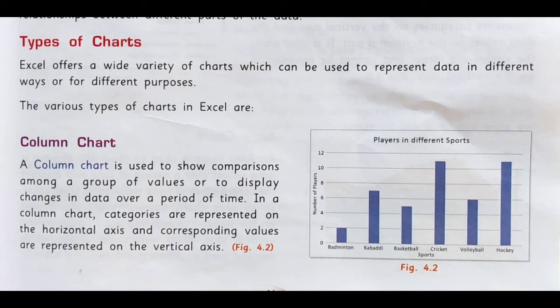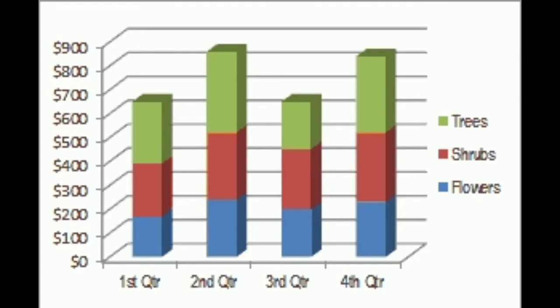Types of charts. Excel offers a wide variety of charts which can be used to represent data in different ways or for different purposes. The various types of charts in Excel are column chart. A column chart is used to show comparisons among a group of values or to display changes in data over a period of time. In a column chart, categories are represented on the horizontal axis and corresponding values are represented on the vertical axis. These are the examples of column chart.